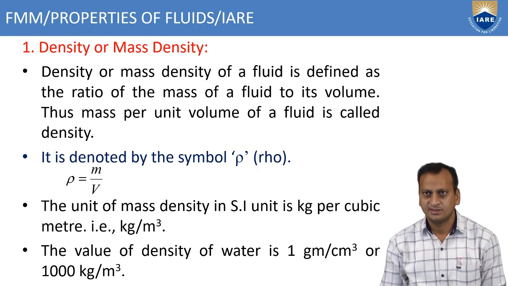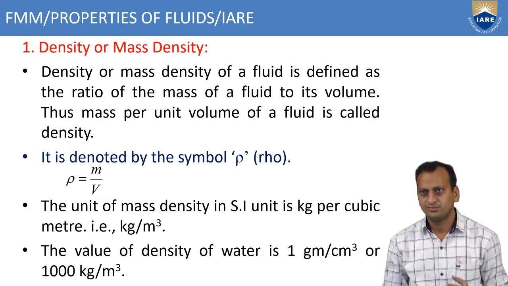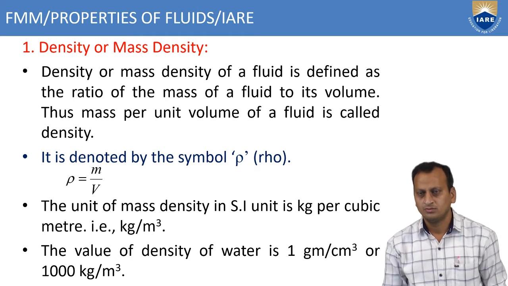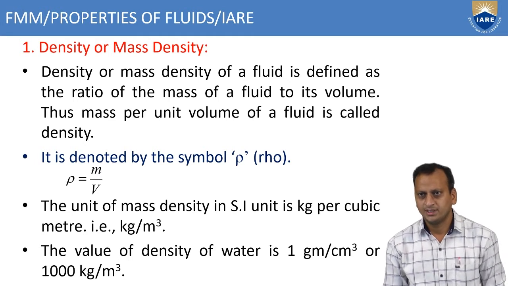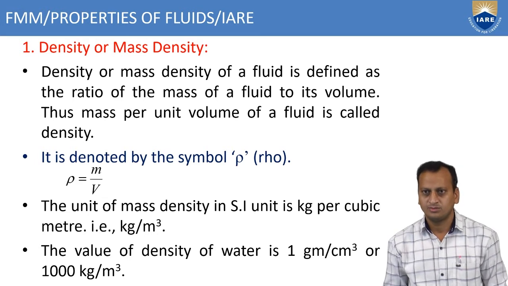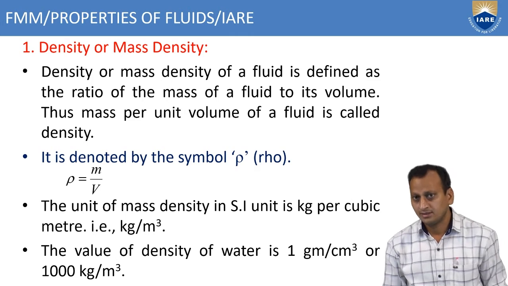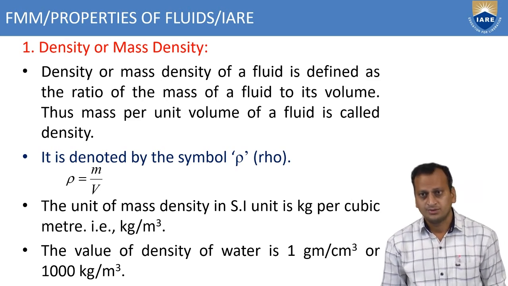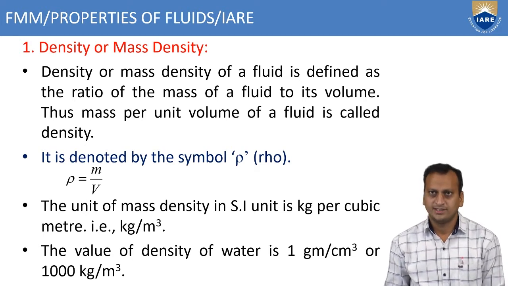Otherwise, it can be described as the ratio of mass of a fluid to its volume. Mass of the fluid which occupies a unit volume is known as mass density. It is denoted by the Greek letter rho. So rho is equal to mass by volume. Therefore, its SI unit is kg per meter cube. The value of density of water is 1 gram per centimeter cube or 1000 kg per meter cube. This is the value of the density of water at 4 degree centigrade.